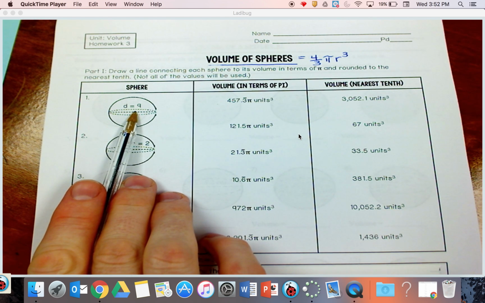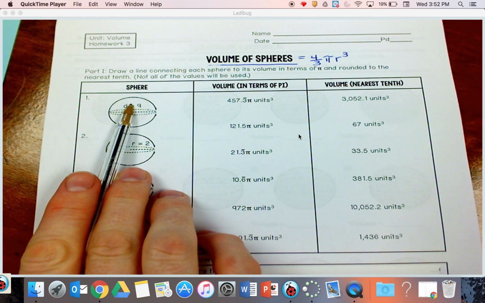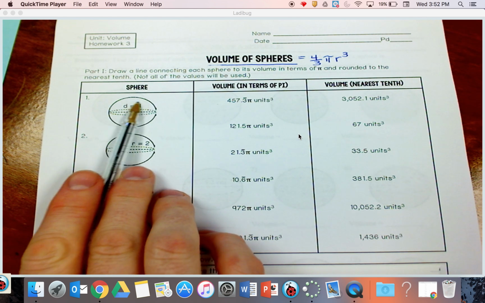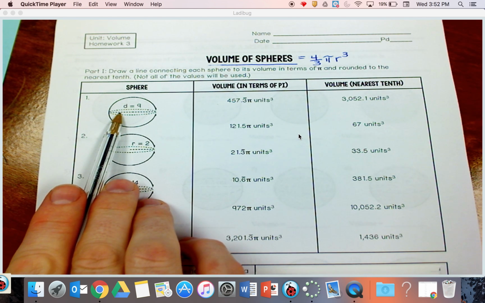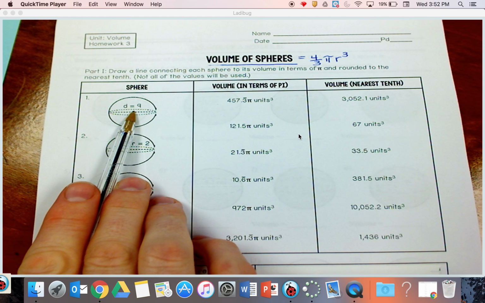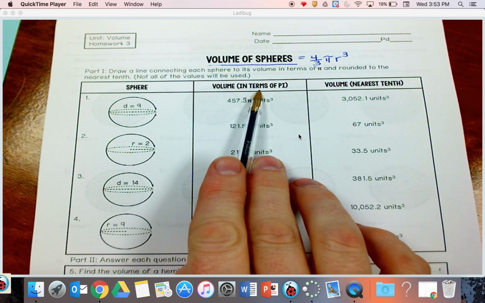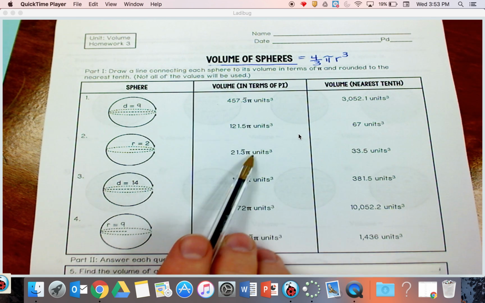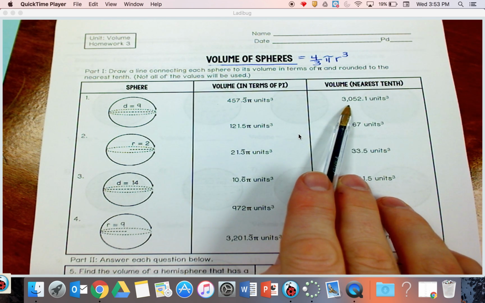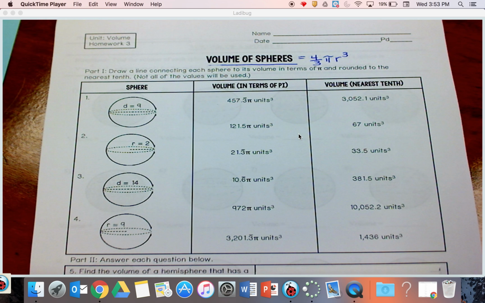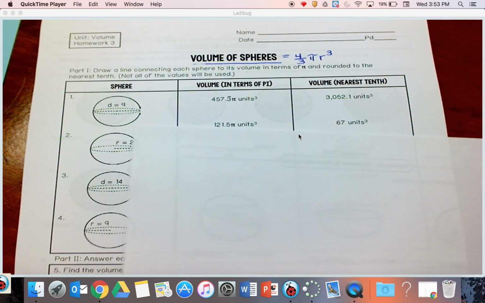Number one here, we have a sphere that has a diameter of 9, okay? And what I want to know is what is the volume of this sphere. When I find it, I want to find it in terms of pi, in pi units, and I also want to find it in standard form or to the nearest tenth. So let's just apply the information that we have. Sometimes I may need a separate sheet of paper, so I'm going to put this on a separate sheet so we have room to work it out here.